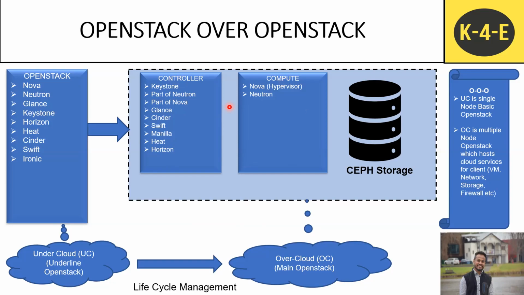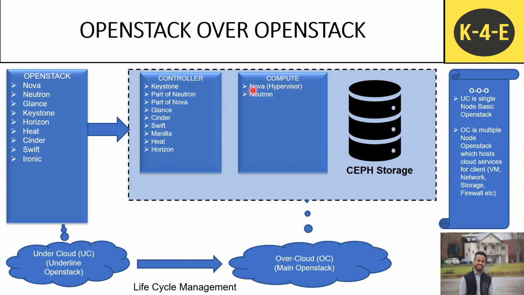Your actual OpenStack basically comprises your controller nodes. We have three controller nodes, as I showed you in the previous slide. Also in the standard architecture we have three controller nodes. Here I'm just depicting the controller functionality. In the controller, what services of OpenStack do you have? You have Keystone, you have a part of Neutron, that is the management part of Neutron. You have the management part of Nova. You have Glance, Cinder, Swift, Manila, Heat, Horizon. Other than that, you can have other optional services also, like telemetry and other different services.